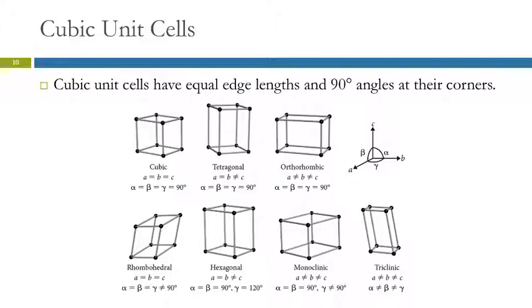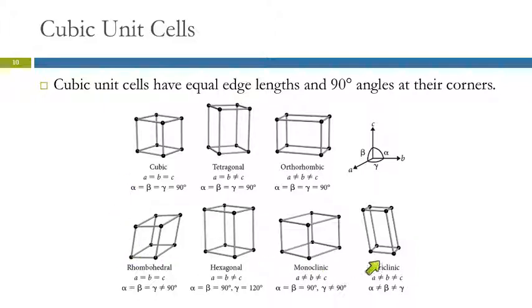So here's a cubic unit cell. And what makes it cubic is that the length of each side is the same. So A equals B equals C. So all of the lengths, it's a cube. The length, width, height, all the same. And all of the angles are 90 degrees.